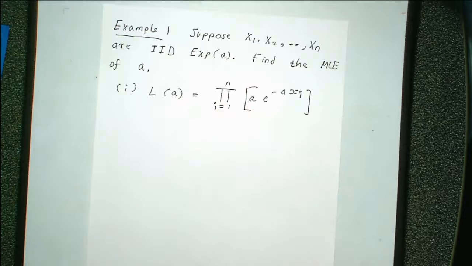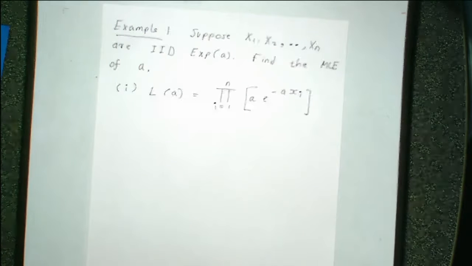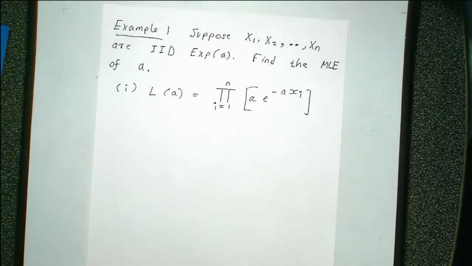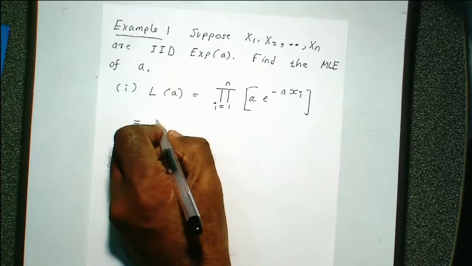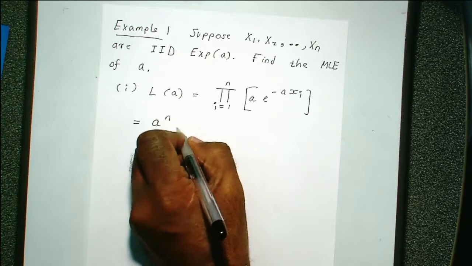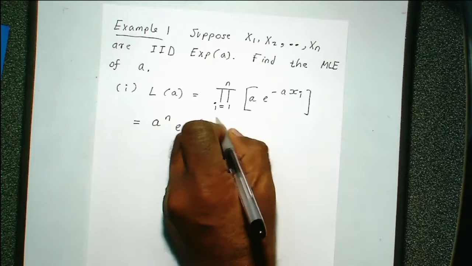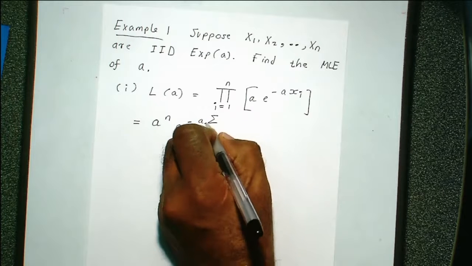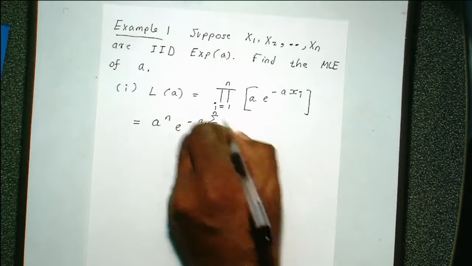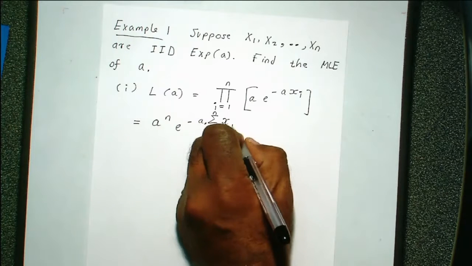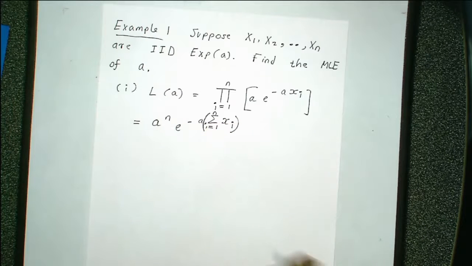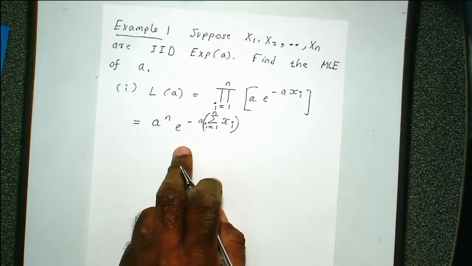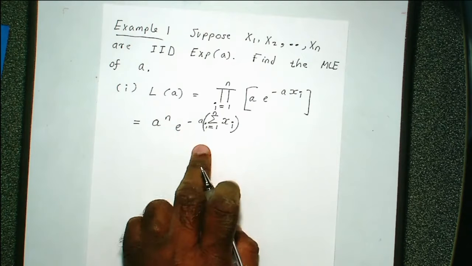Now, using the rules that I just mentioned, I listed quite a few identities. Now, what would this simplify to? This would simplify to A to the power n times e to the minus A sum of xi. So this is what you get. This is the likelihood function. You with me or not?